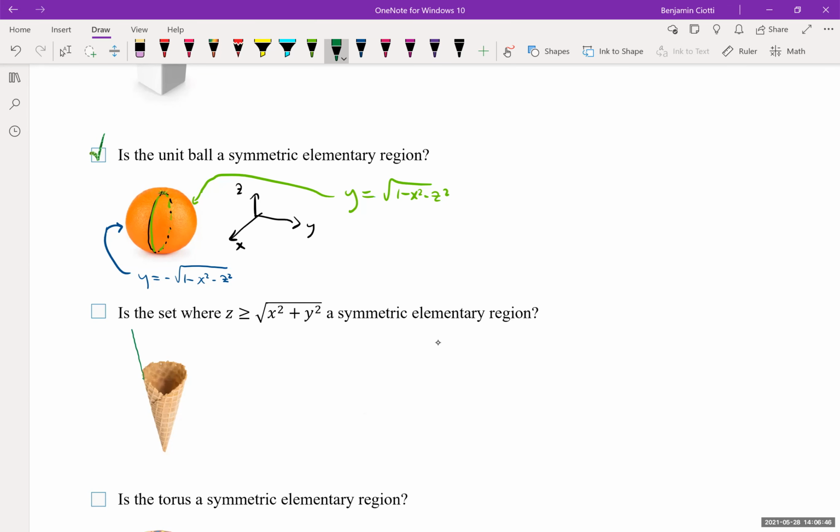Yes or no? B is a symmetric elementary region. Yes or no?